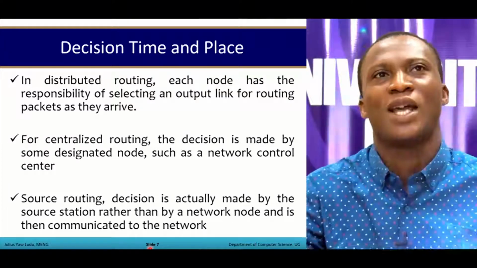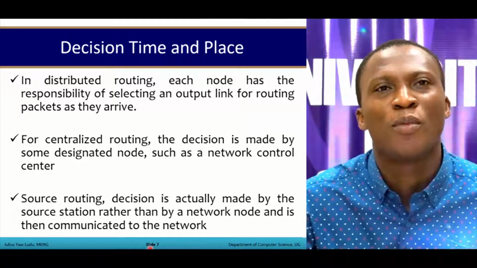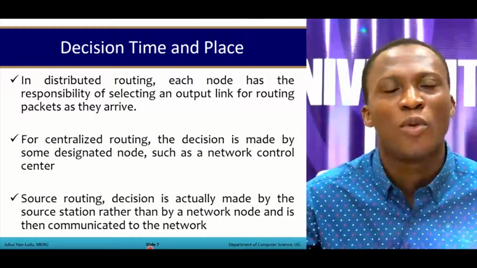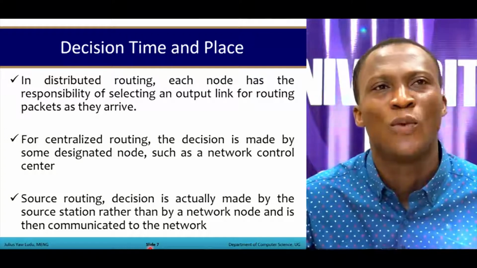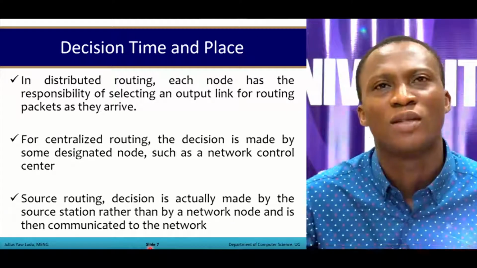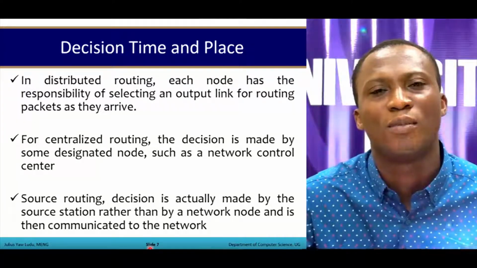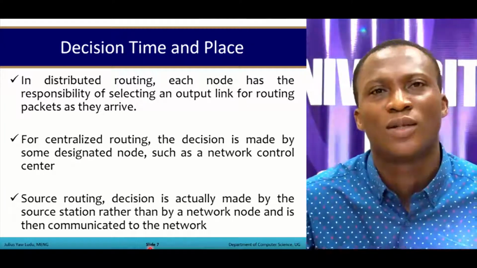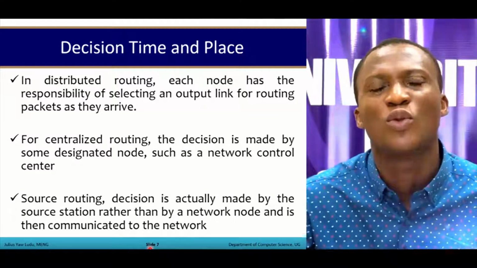So it's like they are having pools of destination in there, and per my request, they're able to direct me as to where to go. Then we have the source routing, and here the decision is actually made by the source station rather than by a network node, as we saw in the centralized routing, and is then communicated to the network.